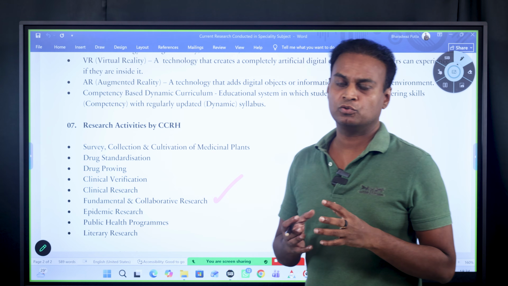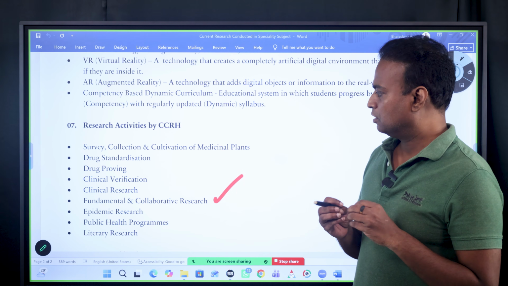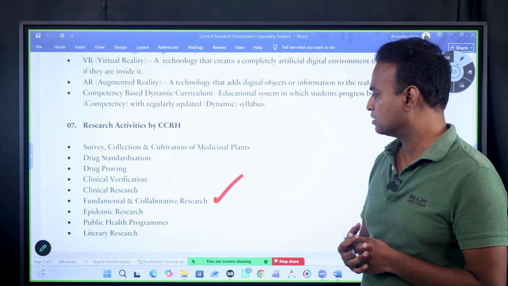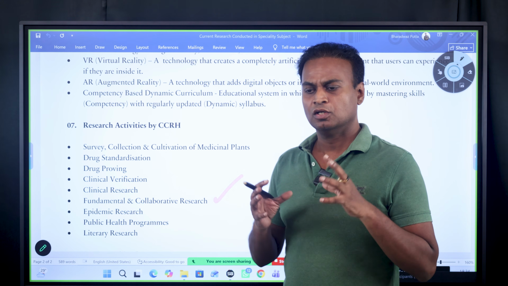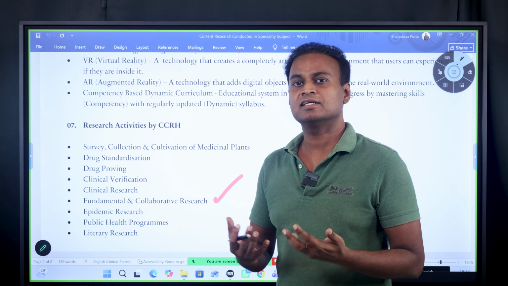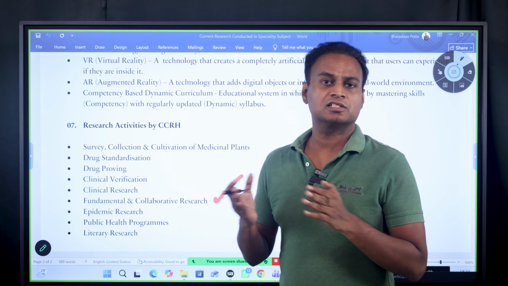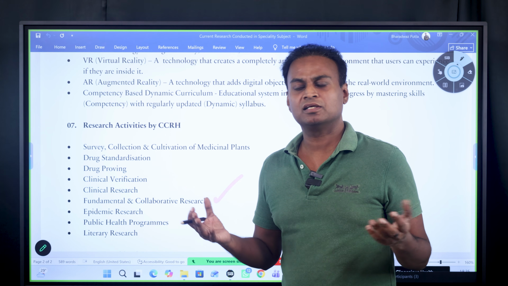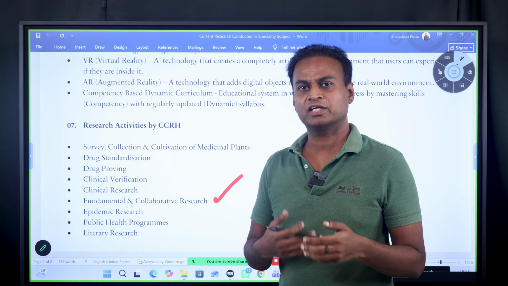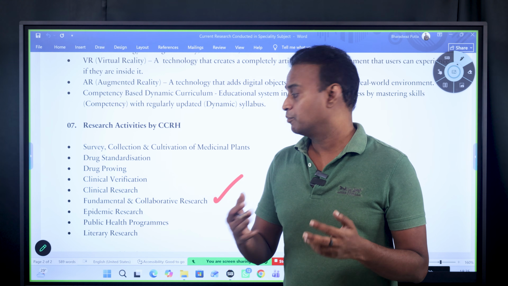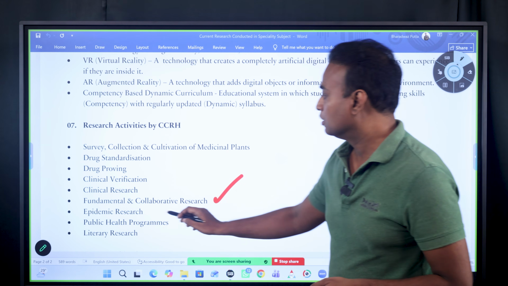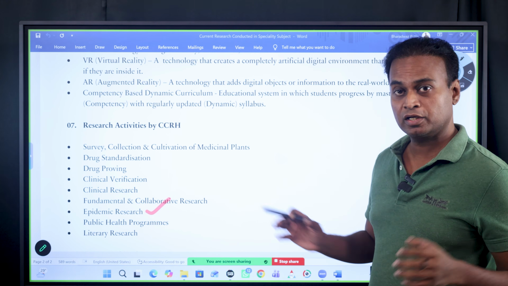And also what they are doing as of now is giving importance to the pharmacodynamics and pharmacokinetics of nanoparticles, and also to the best ways of standardization of trituration and succussion. As of now, different companies or different students do trituration or succussion in different ways, but they are trying to standardize it through fundamental and collaborative research.